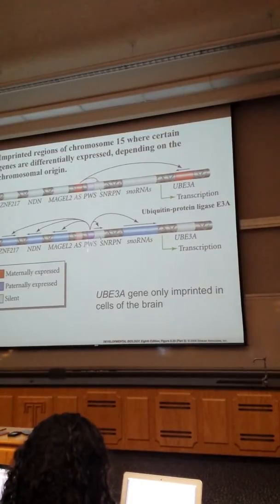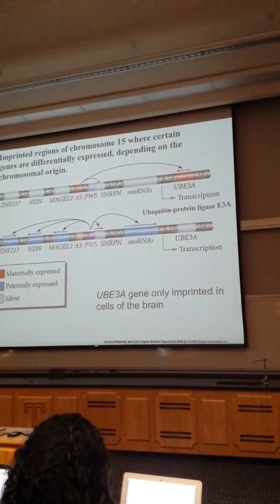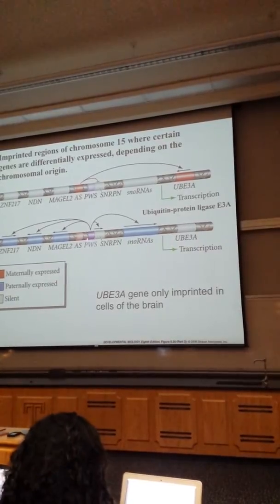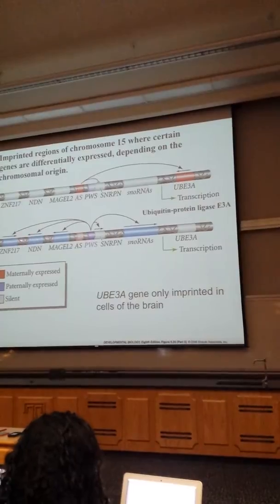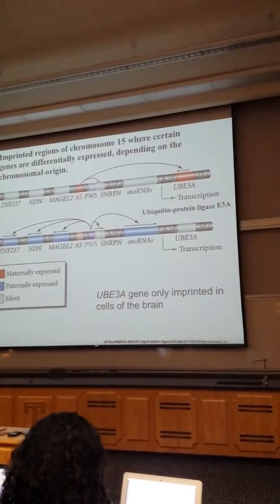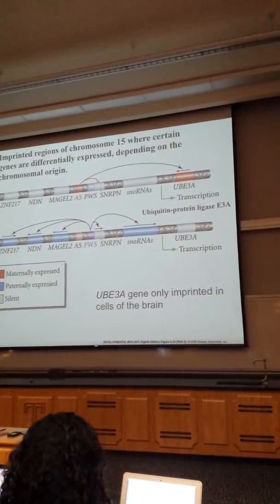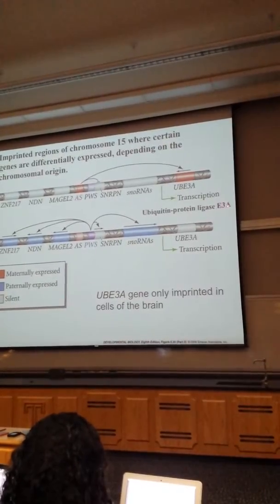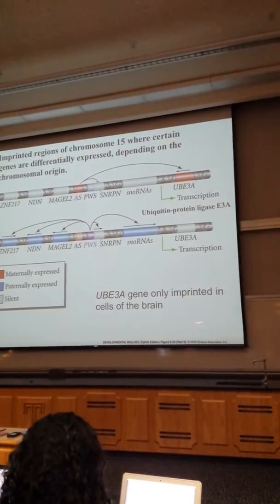So if this is not functional, these genes are not being properly expressed, and you're going to develop Prader-Willi syndrome. What's interesting is this ubiquitin protein ligase. This is only imprinted in cells of the brain. Only imprinted in cells of the brain.